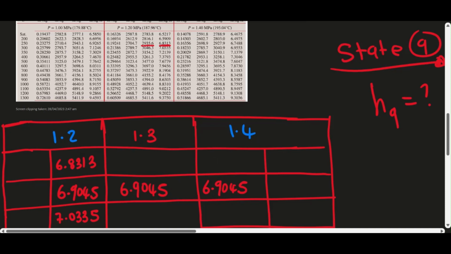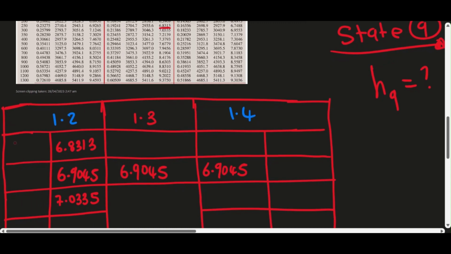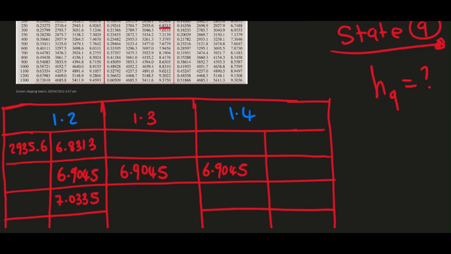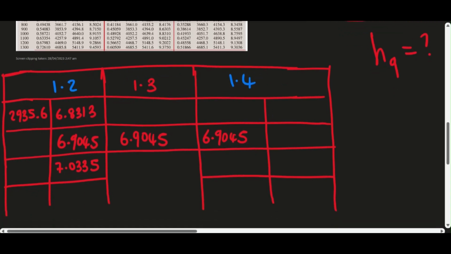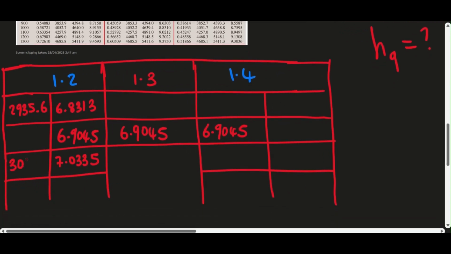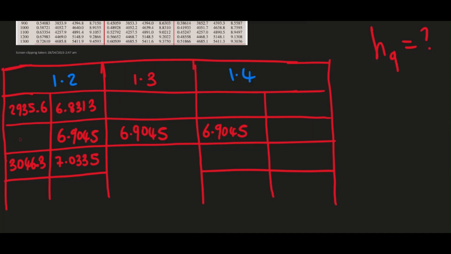7.0335, and between 2935.6 and 3046.3. So we need to interpolate, get the value there.